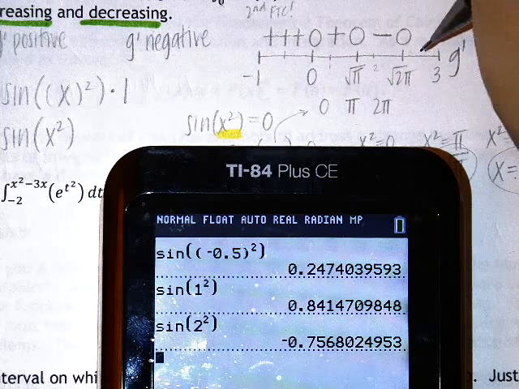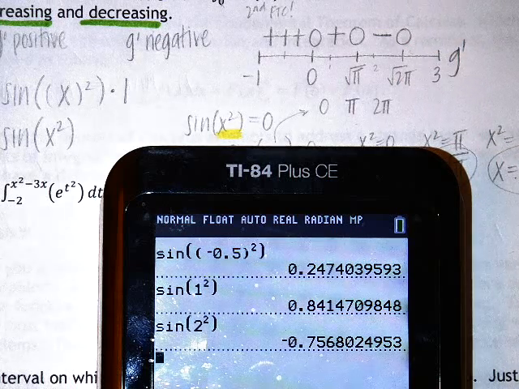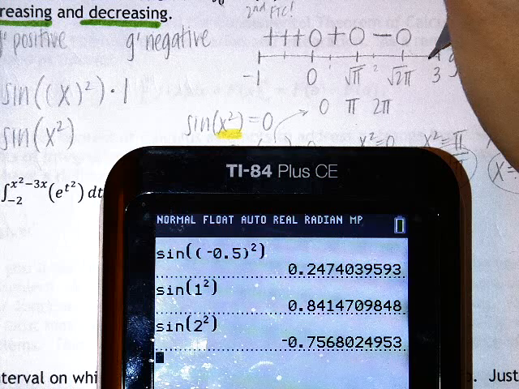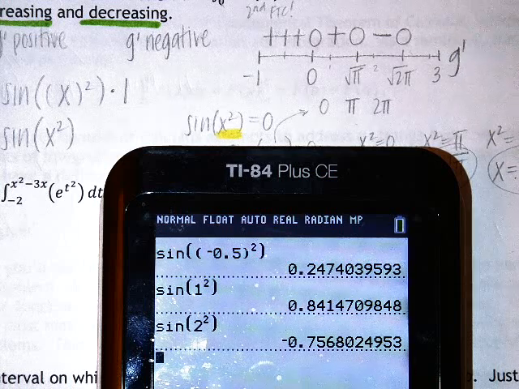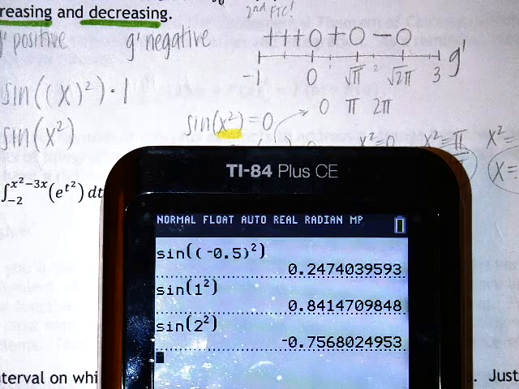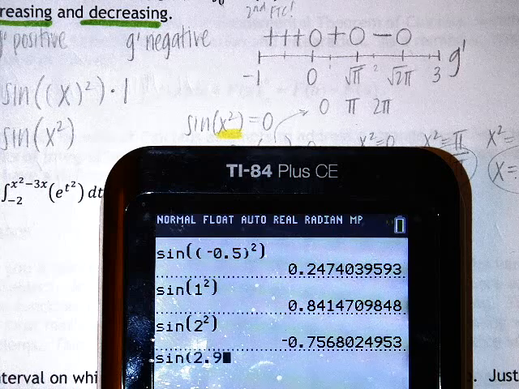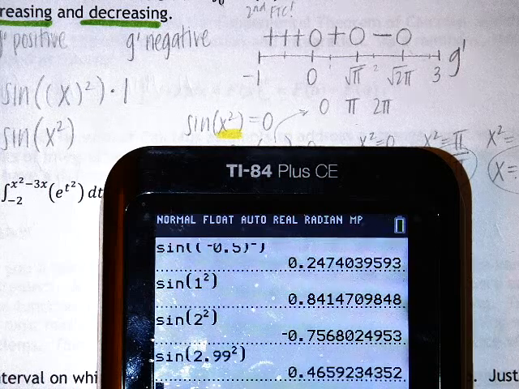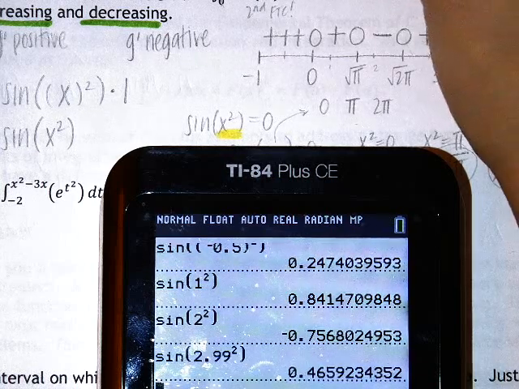And then I'll pick one more test point in between square root 2 pi and 3. If you're not sure, pick something really close to 3. That way you can play it safe, like 2.99. So sine of 2.99 squared, and I get a positive answer.